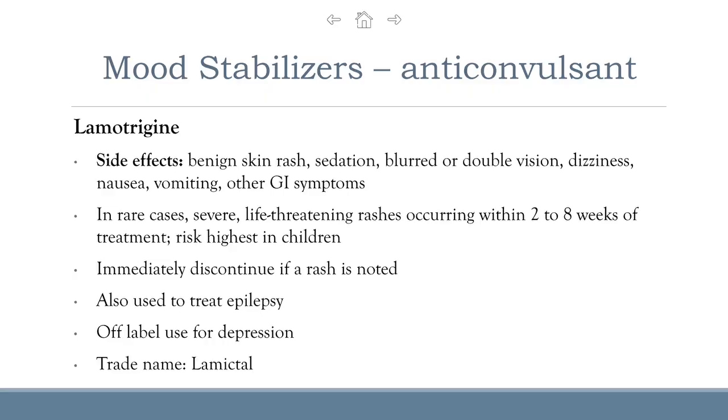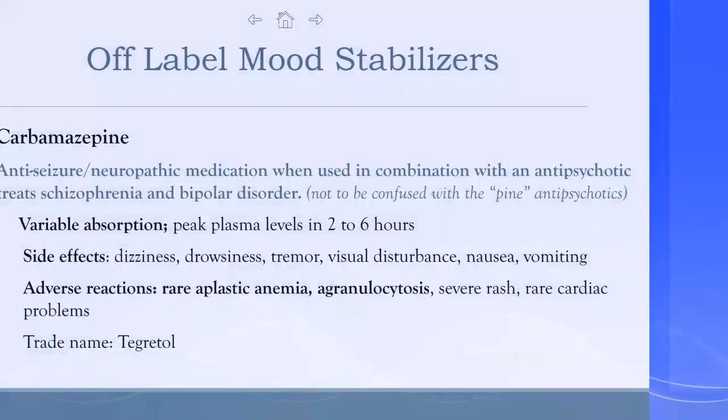Lamotrigine. Side effects are skin rash, sedation, blurred or double vision, dizziness, nausea, vomiting, and other GI symptoms. In rare cases, severe life-threatening rashes occur within 2 to 8 weeks of treatment, highest risk in children. Immediately discontinue if a rash is noted. Also used to treat epilepsy, off-label use for depression, and the trade name for this is Lamictal.